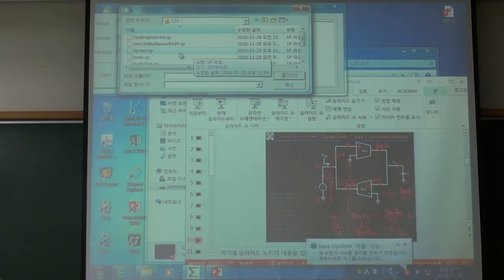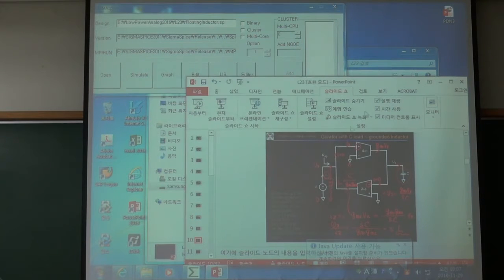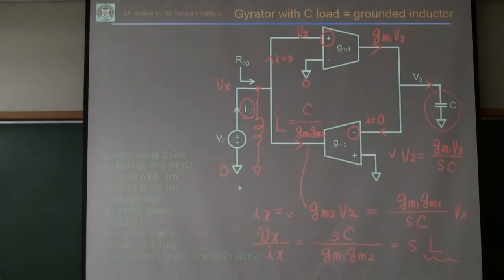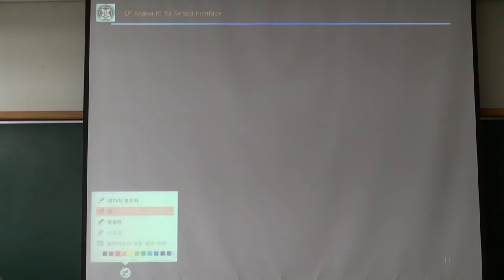Oh, I have only floating inductor only. Simulator. But let's talk about the floating inductor first. Yeah, this is a grounded inductor, right? One node is connected to ground. A floating inductor, in gyrator notation, is this one. Yeah, this is my gyrator.